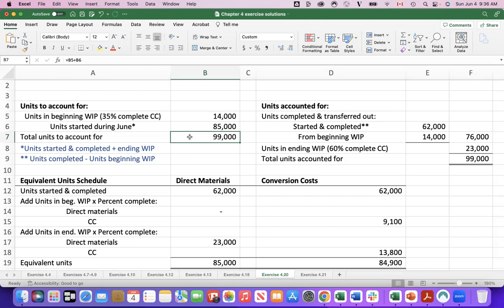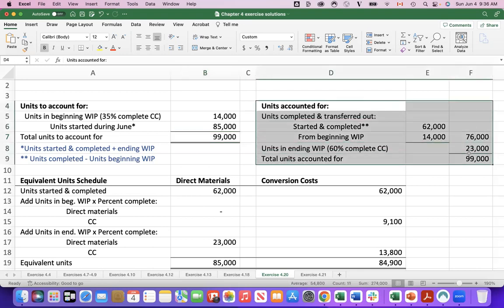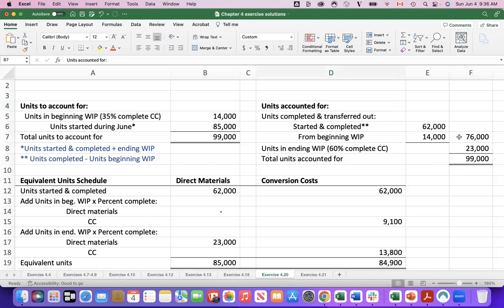So now that we know physically there's 99,000 units to account for, we started with 14,000 and started an additional 85,000. The question is, where did they end up? So we go to our units accounted for section. As we said, 76,000 units were completed and transferred out. We already know the makeup of where they started. And then there's 23,000 units left over at the end of the month. We've accounted for all 99,000.